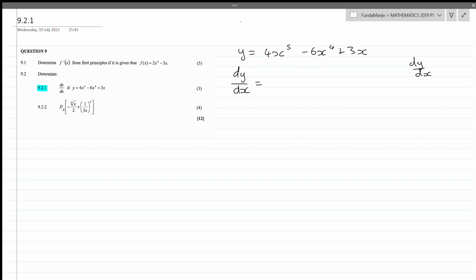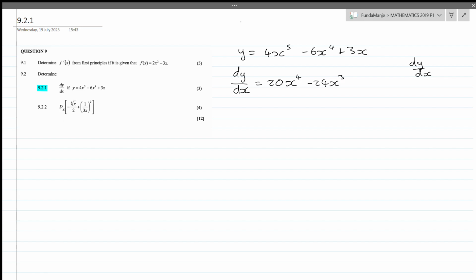So what we do is we multiply the coefficient by the power, and then after that we decrease the power by 1. So that would look like this: 4 times 5, which is 20, x, then 5 minus 1 will be 4. We do the same thing for the minus 6, multiply that by 4, and we get minus 24 x to the power of 4 minus 1, 3.